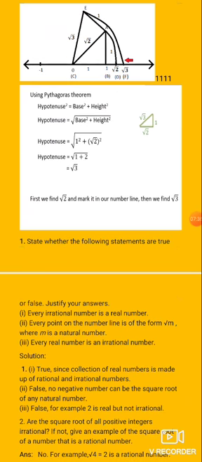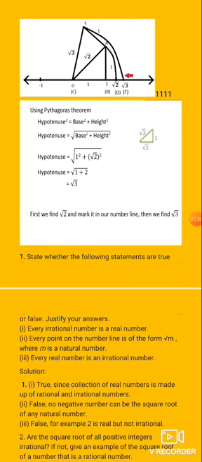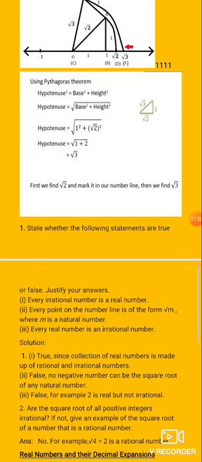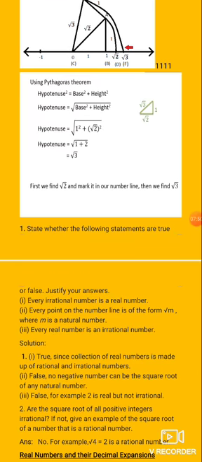Now the next question, listen. Are the square roots of all positive integers irrational? If not, give an example of a square root of a number that is rational. That is the question. No. For example, root 4 is equal to 2, which is a rational number. It is not irrational. Okay.